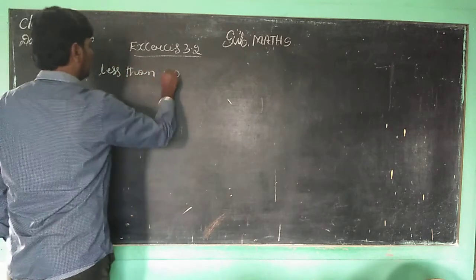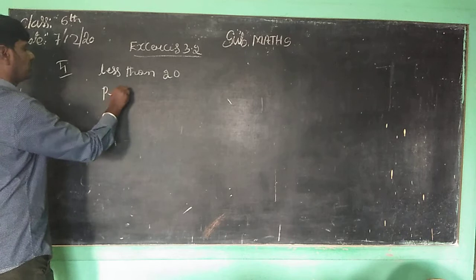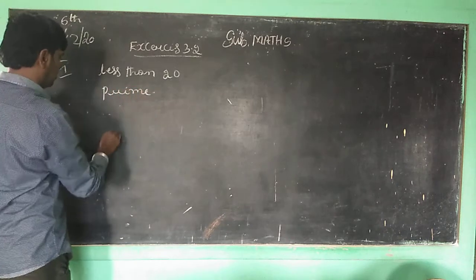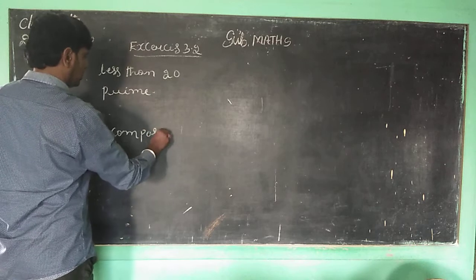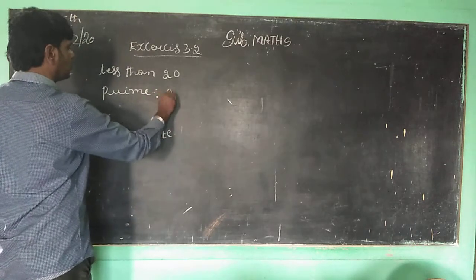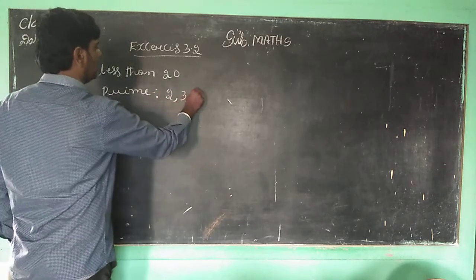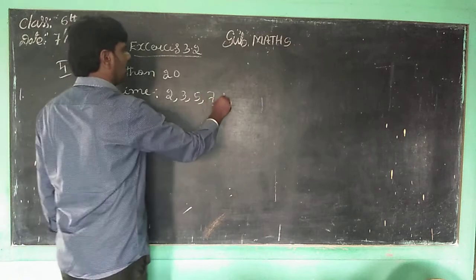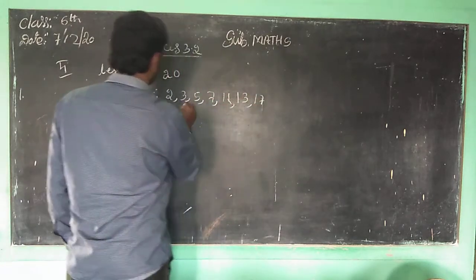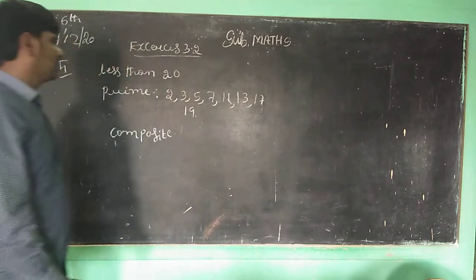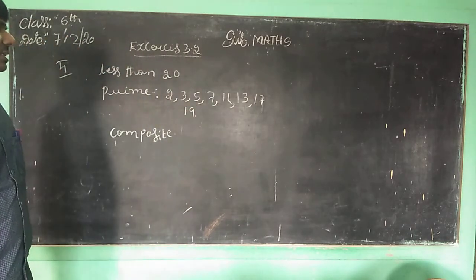Prime numbers and composite numbers less than 20. Children, now we want to take 2, 3, 5, 7, 11, 13, 17 and 19. These are prime numbers. Correct, children?